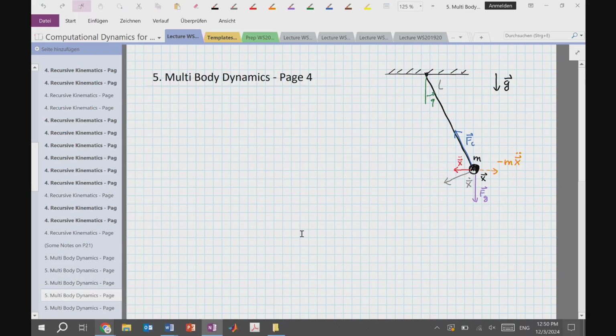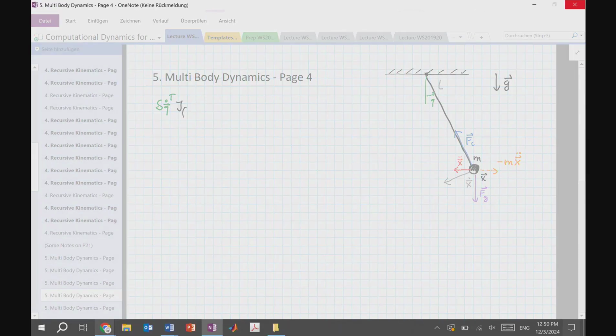Good. Where do we go with this? Well, I substitute now my delta V with JF times delta Q dot, with the transpose here.